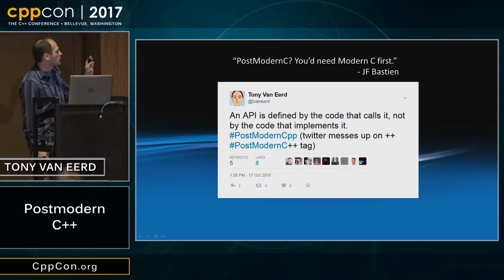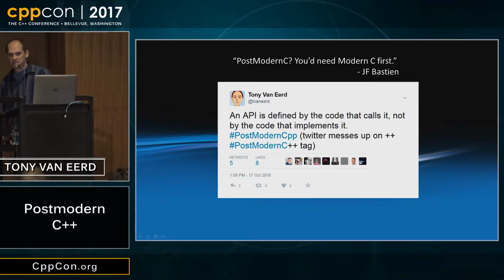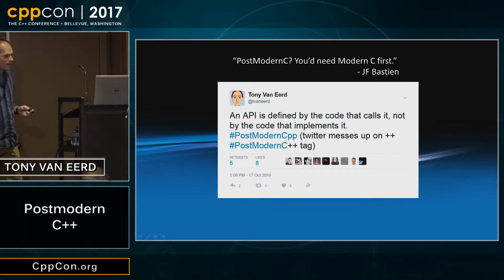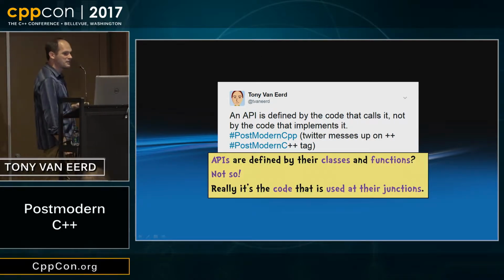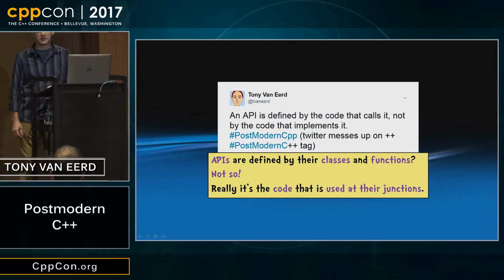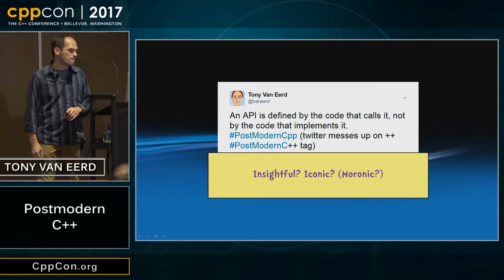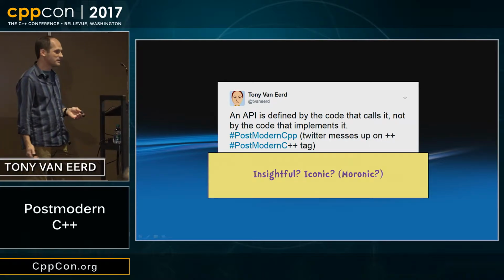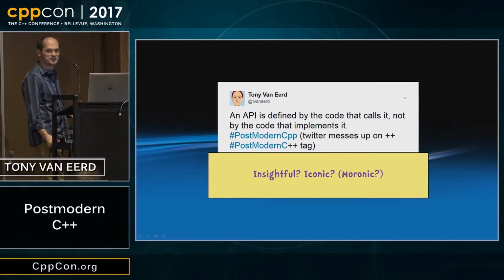First of all, JF, always with the mirth. On my tag there, Postmodern C, you need modern C first. APIs are defined by their classes and functions. Not so. Really, it's the code that is used at their junctions. Is that insightful, ironic, iconic, catatonic?